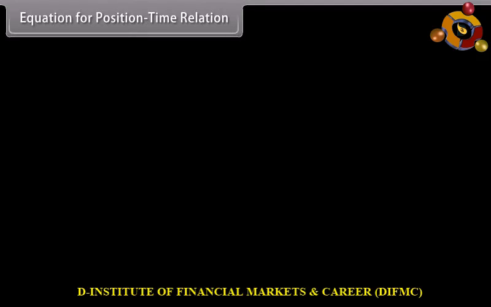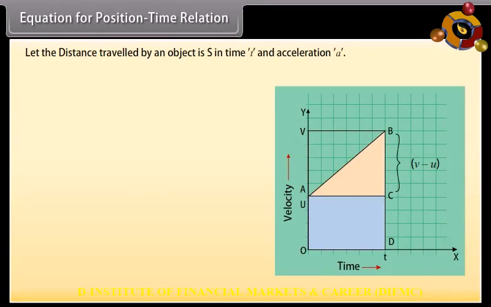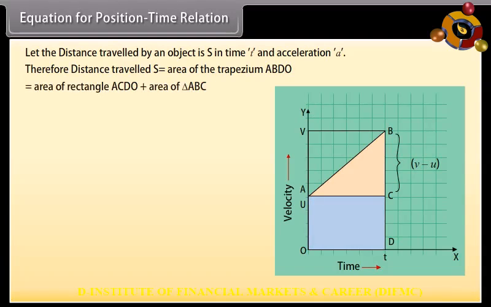Equation for position-time relation. Let the distance traveled by an object be s in time t with acceleration a. We can see that the distance traveled by the object is obtained by the area enclosed within the graph. Therefore, distance traveled s is equal to the area of the trapezium ABDO, which equals the area of rectangle ACDO plus the area of triangle ABC, which is equal to OD into OA plus 1 upon 2 BC into AC. Now putting the values, we get t into u plus 1 upon 2 into (v minus u) into t. On solving further, we get ut plus 1 upon 2 into (v minus u) into t.